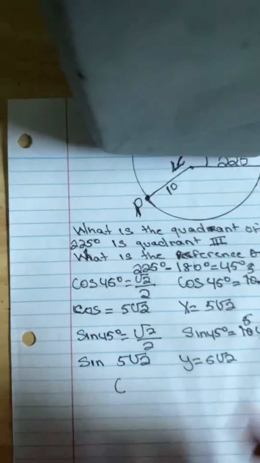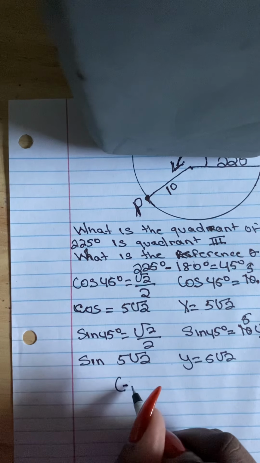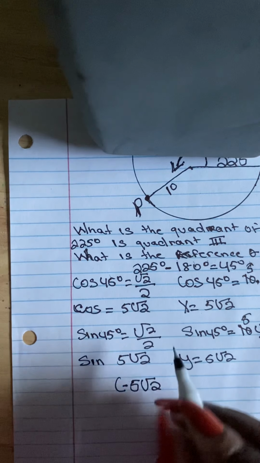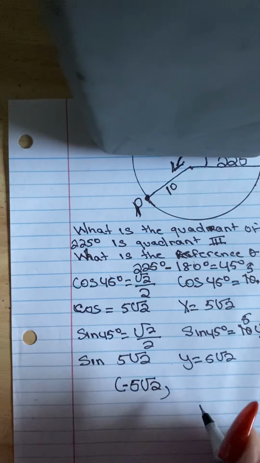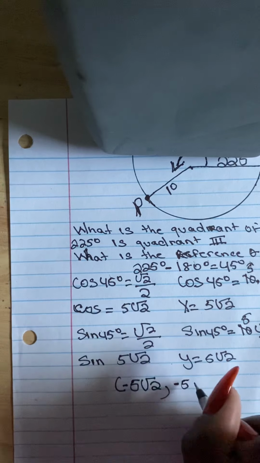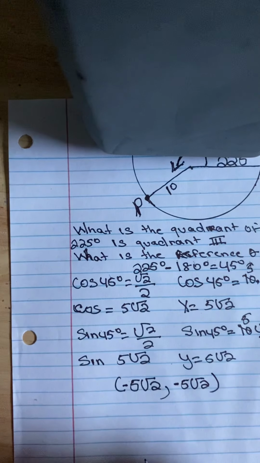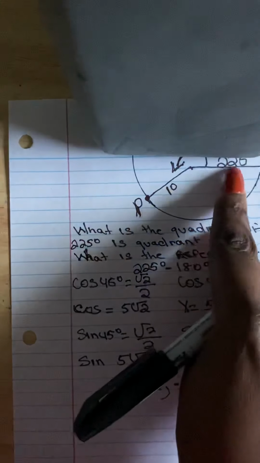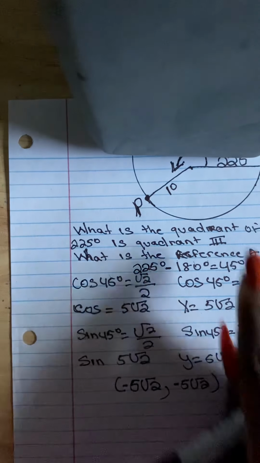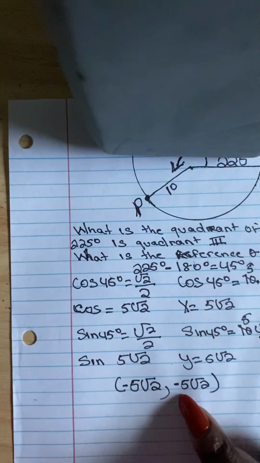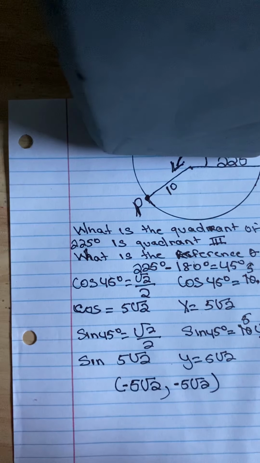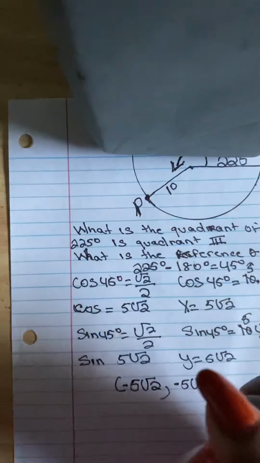So when we write our coordinated point, the x value is negative 5 square root of 2 over 2, comma, and the y value is negative 5 square root of 2 over 2. This is our coordinate point for 225 degrees on the circumference. So this is our solution. We are finding the coordinated point of P.